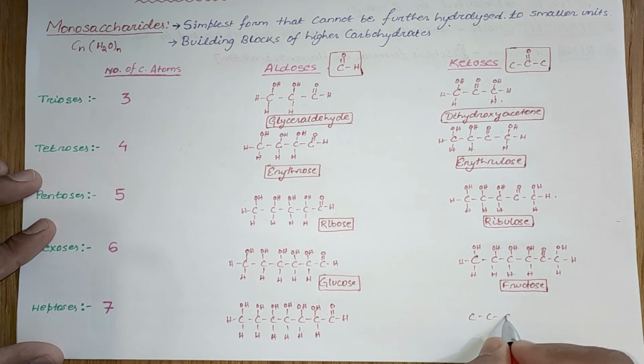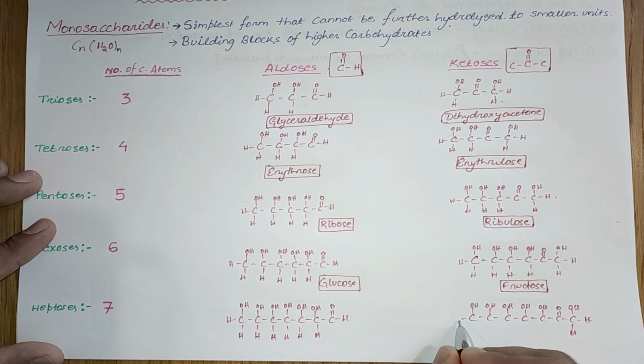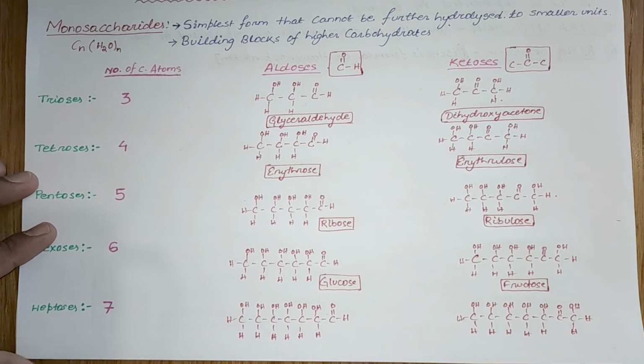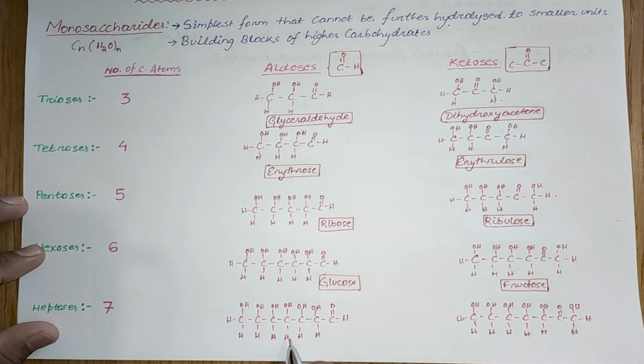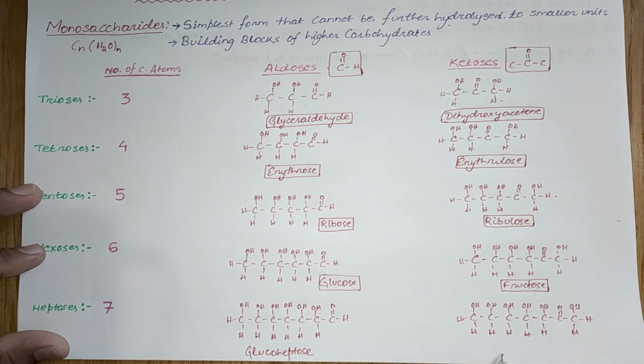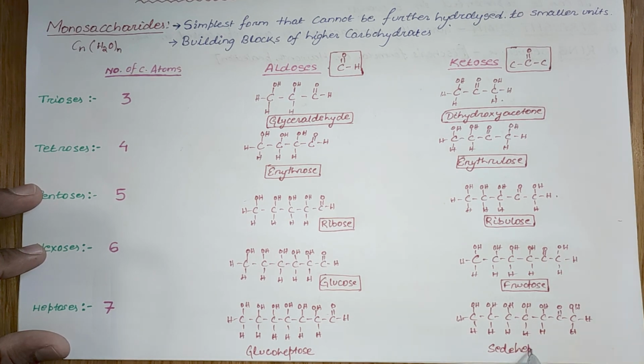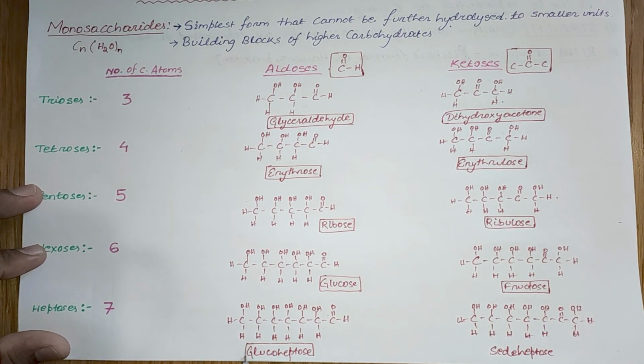And for 7 carbon atoms, for ketonic, the name of this compound is glucoheptose. And the name of this compound is pseudoheptose. Glucoheptose and pseudoheptose.